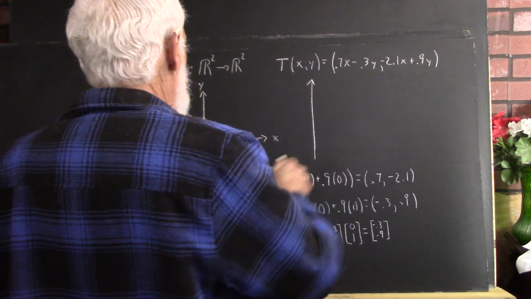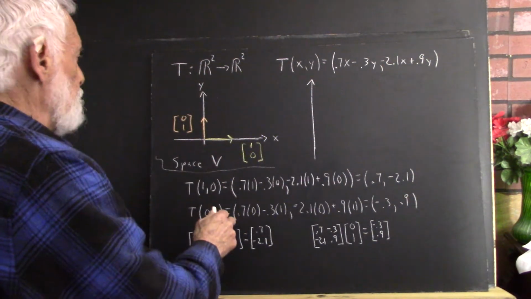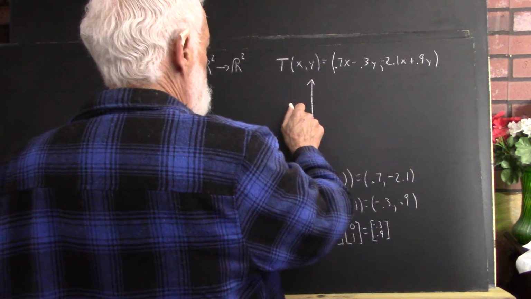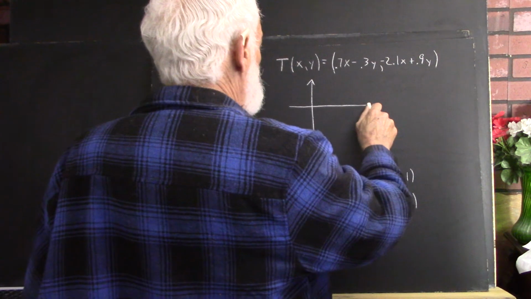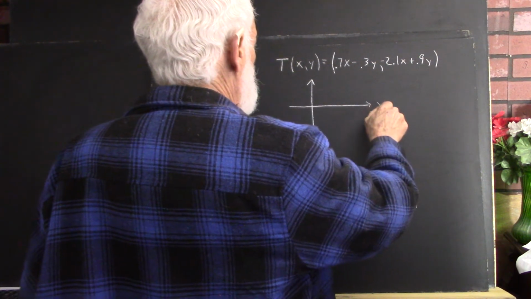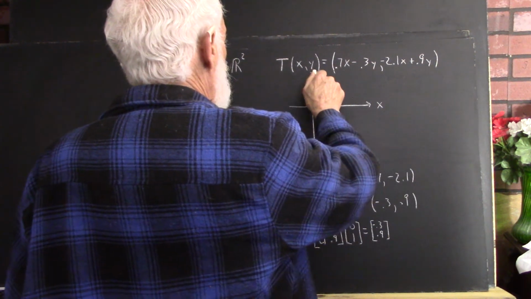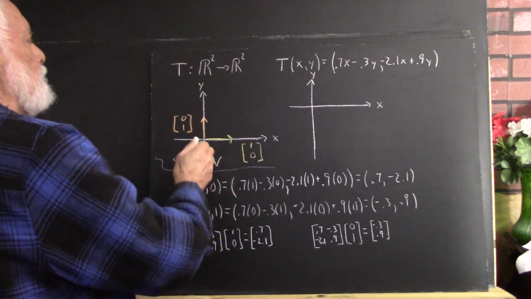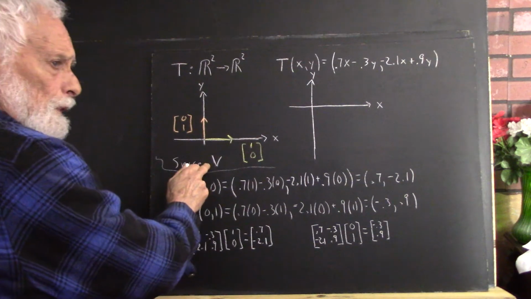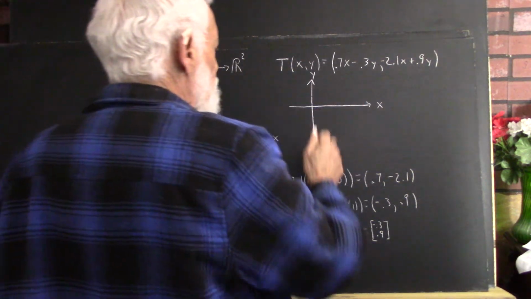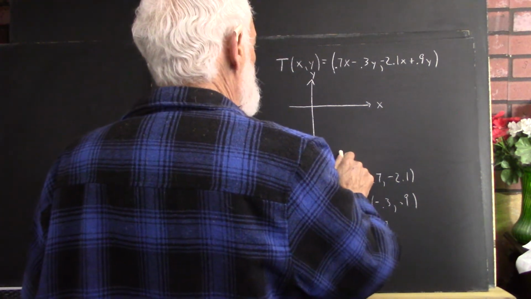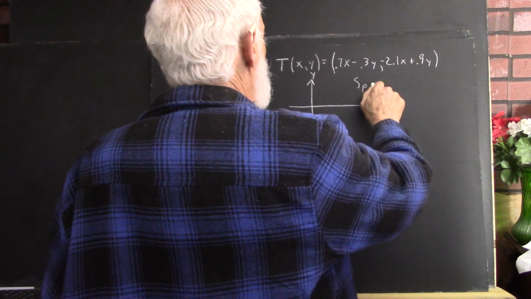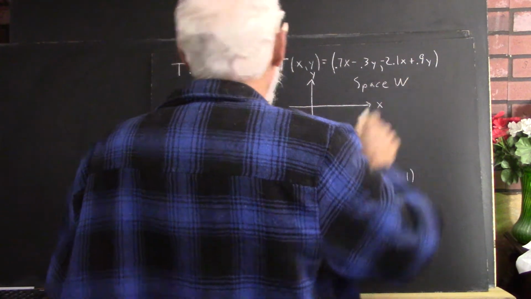Now I want to set my axes so I've got plenty of room to go down here, because I don't need that much room for the vector that's going to go here. You can think about what that means. So I'm going to put my axes like here. Here's x, here's y. In this space, okay, now this version of R2 is going to be my space V, and this version of R2 is going to be my space W. And I'll label that here.